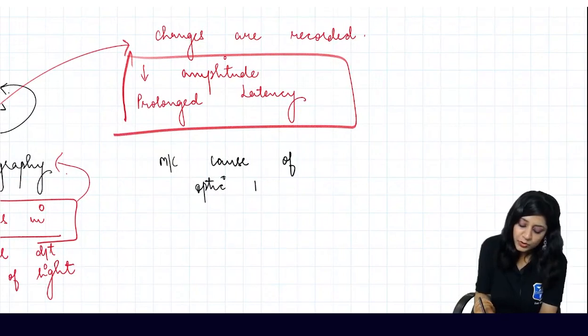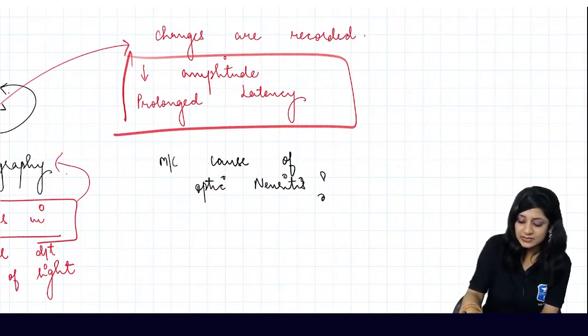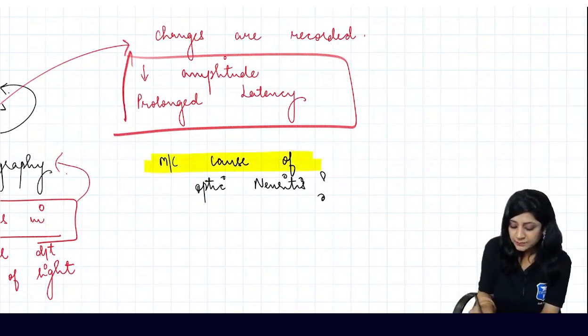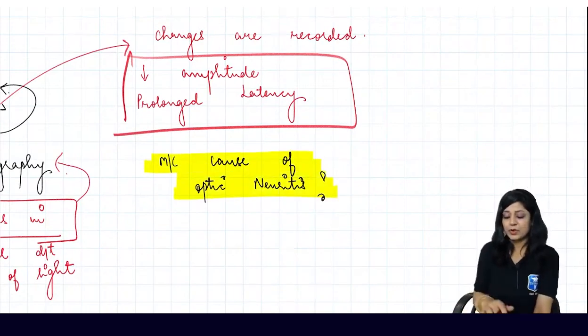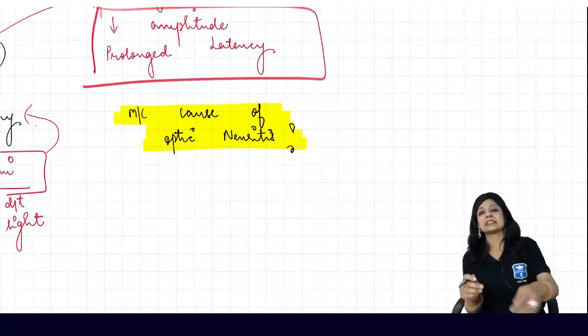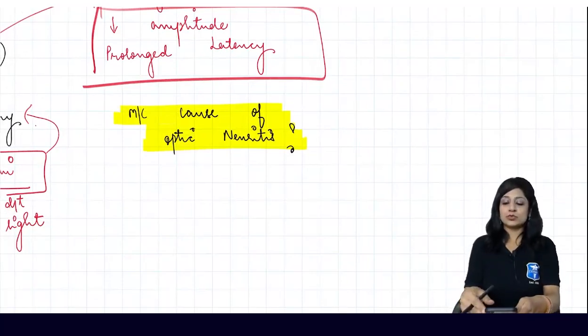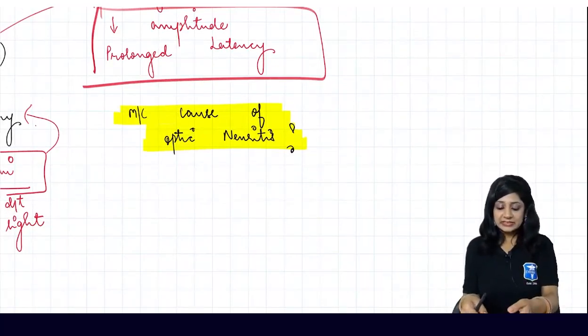Now another question for you guys, what is the most common cause of optic neuritis? Why are we getting decreased amplitude and prolonged latency?